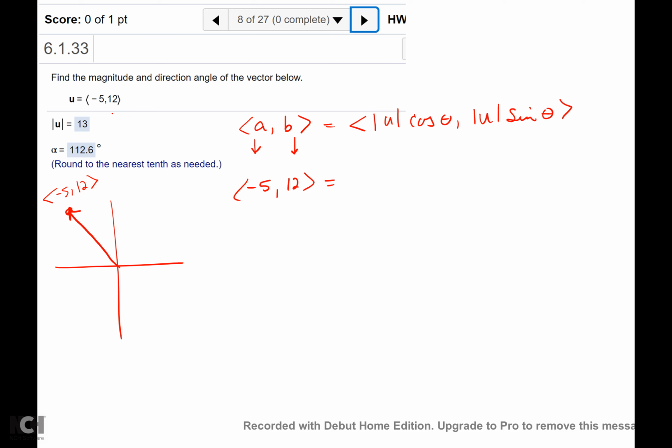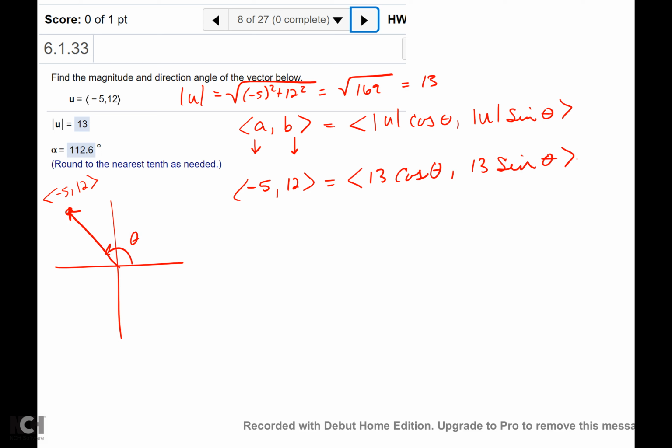I can find the magnitude. The magnitude of u is the square root of -5 squared plus 12 squared, which is the square root of 169, which is 13. So the magnitude of u is 13. I'm trying to find that angle, so I don't know theta. Because I know the components, I can say that -5 has to equal 13 cosine theta and 12 has to equal 13 sine theta.